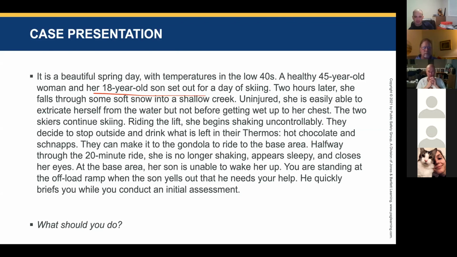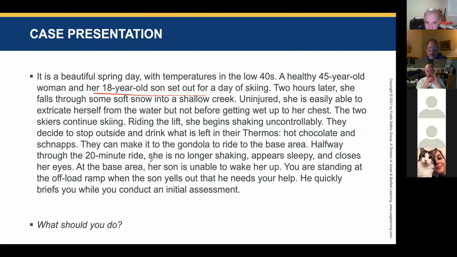At the base area, her son is unable to wake her up. You are standing at the offload ramp, and the son yells out that he needs your help. He quickly briefs you on what's going on, and you conduct your initial assessment. So, what do we think is going on with this individual? Severe hypothermia. Why do you say that?